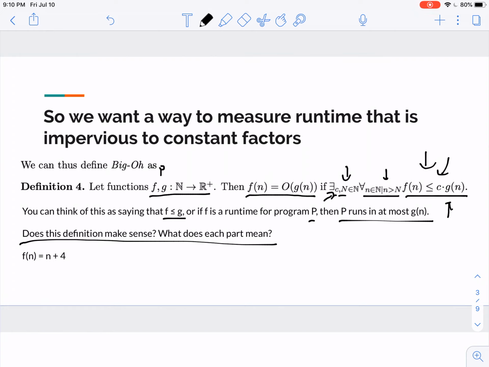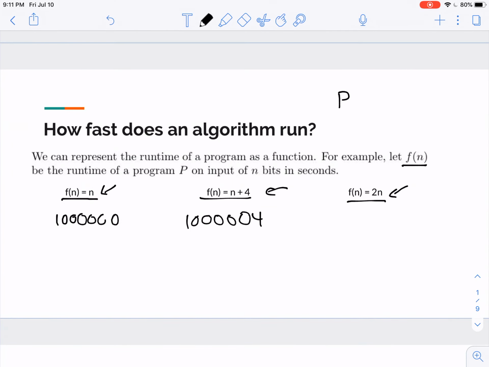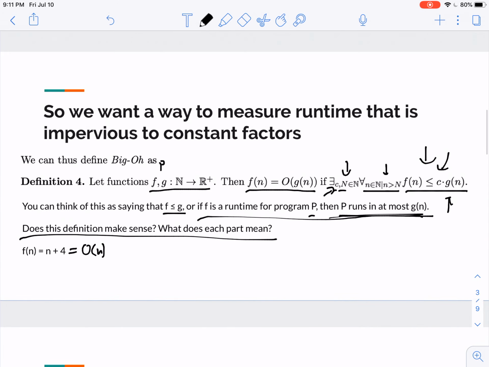So I'm going to try and prove that f of n is big O of n. What that means is that n plus 4 is essentially linear, right? If our program runs in n plus 4, then our program runs in linear time is the intuition that we have. And that corresponds to what we were talking about on the previous page, right? All three of these f of n's should basically have the same runtime. So we want our definition to work out for that. And the C is going to help us here.